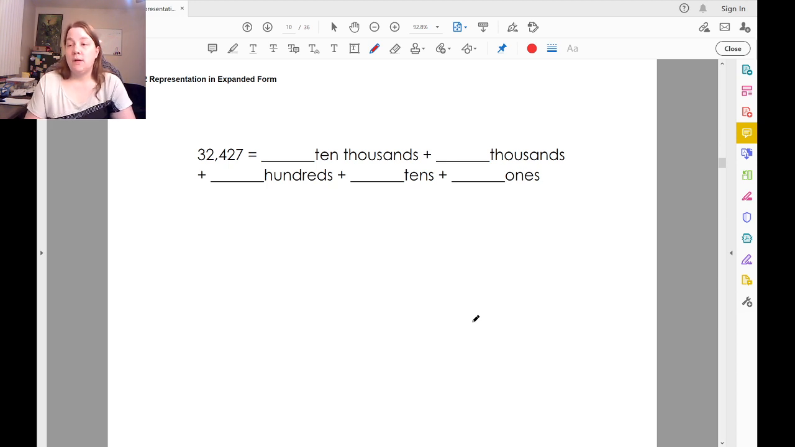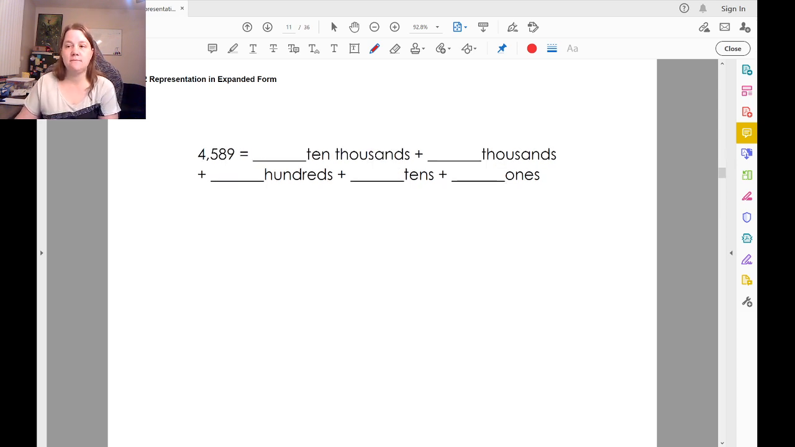So another way of writing this. How many 10,000s do we have? What number's in the 10,000 spot? 3. How many thousands do we have? 2. How many hundreds? How many 10s? And how many 1s? So I have 3 10,000s, 2 thousands, 4 hundreds, 2 tens, and 7 1s.